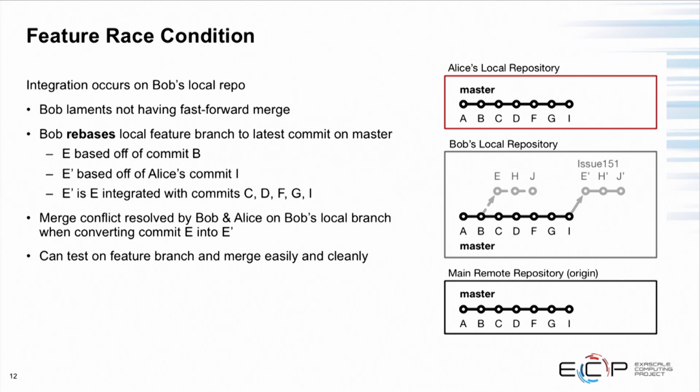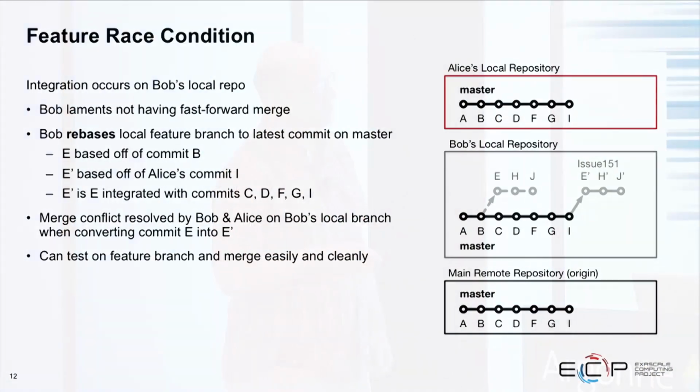By doing that, this is now in that lovely fast-forward condition. He loves that, but nothing's free in life, right? The problem is you'll notice that these are E, H, and J, and these are E prime, H prime, and J prime. They're not the exact same thing. The idea is that this E prime is reestablished by the rebase based on the contents of E and all of those other commits on master that you slid past.